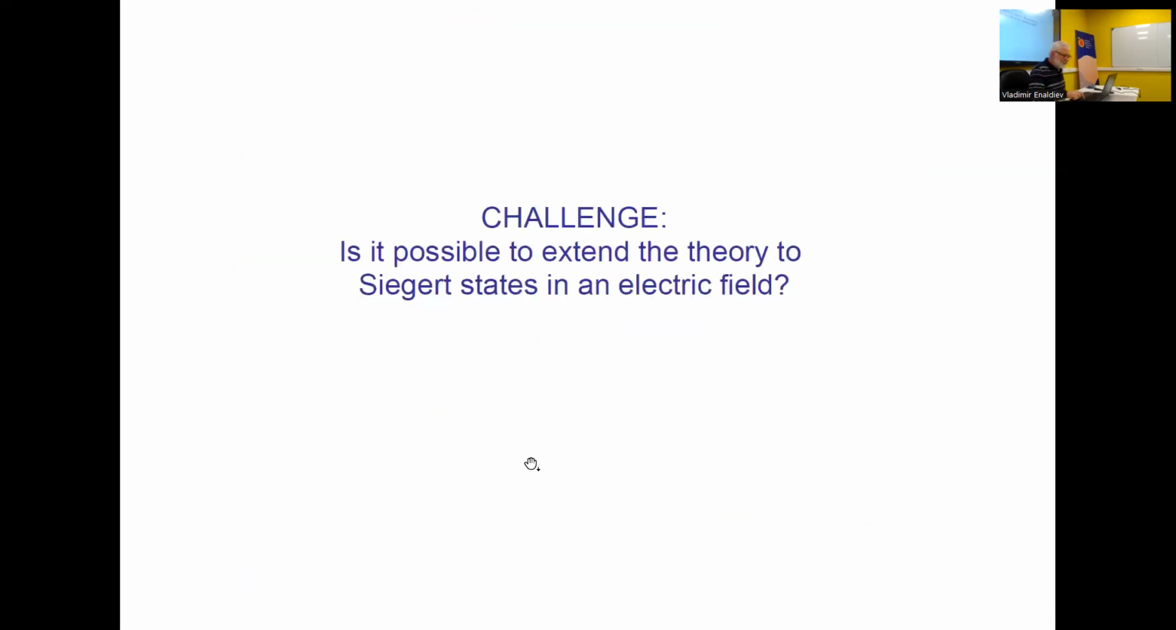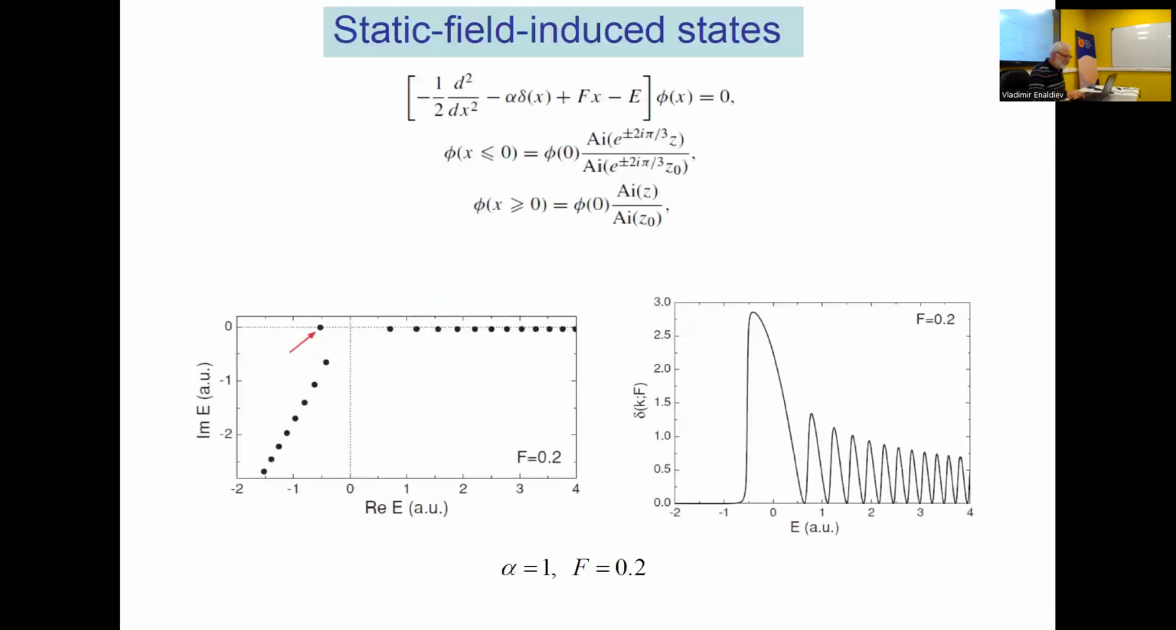And then, not done yet, not completed yet, is whether the theory can be expanded to include an external electric field. And in some sense, yes. But then you have to treat static field induced states. And static field induced states produce this rapid rising of scattering phase by not pi, but something non-negligible when energy passes through this static field induced state, which is one of the Siegert states now.